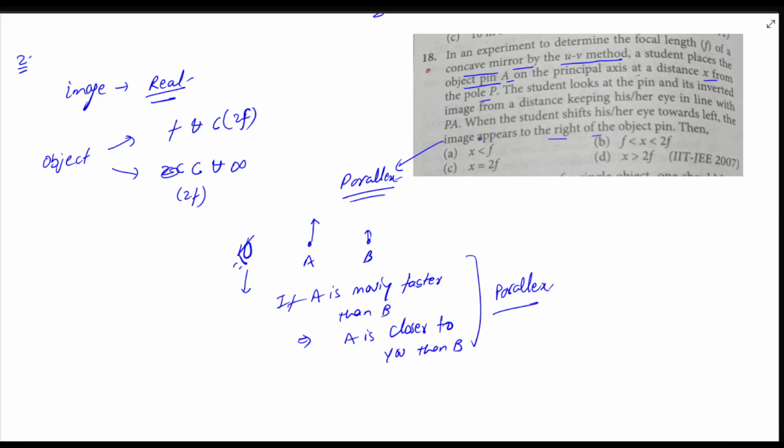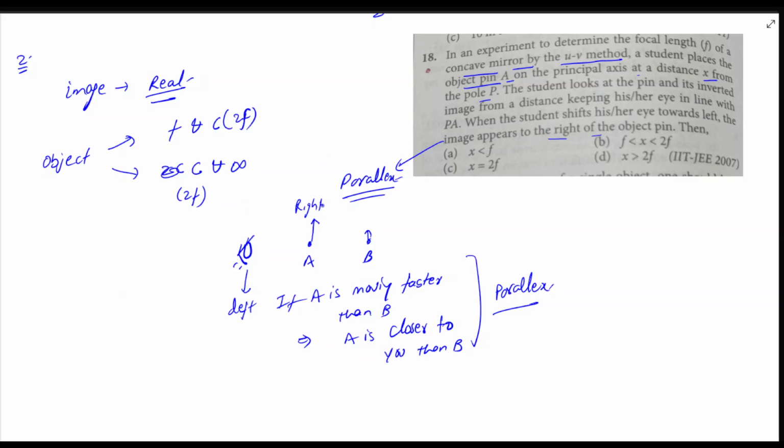Now what happens? The student shifts his eye towards the left, right? The image appears to the right of the object pin. So let's say this is left and this is right. A moves more towards the right than B. And this is exactly what it is saying: the image appears to the right of the object pin.